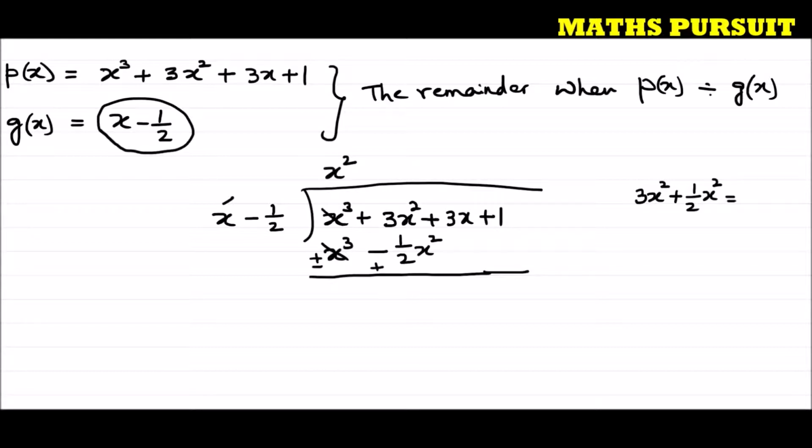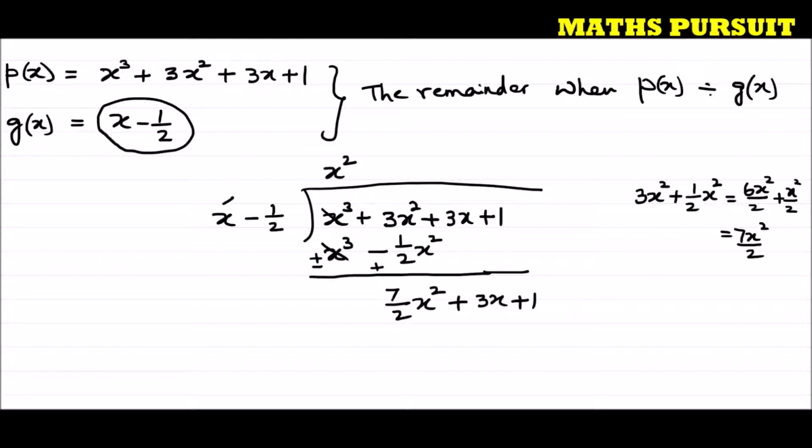So if we make the denominator equal, then here we will get 6x to the power 2 by 2 plus x to the power 2 by 2, which is 7x to the power 2 by 2. What we are getting? We are getting 7x to the power 2 by 2. So I can write this one as 7 by 2 x to the power 2 plus 3x plus 1.